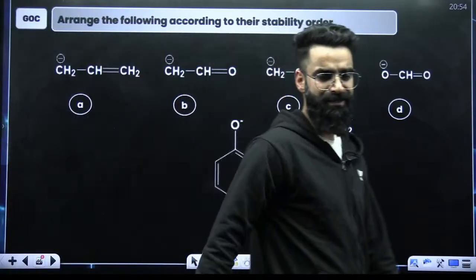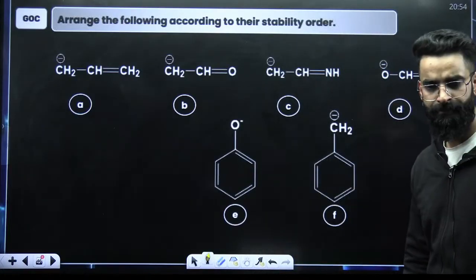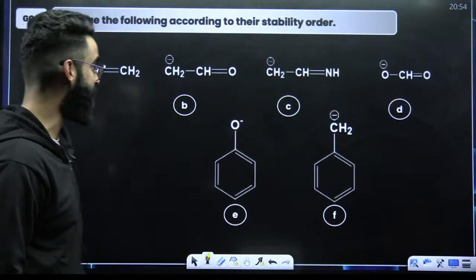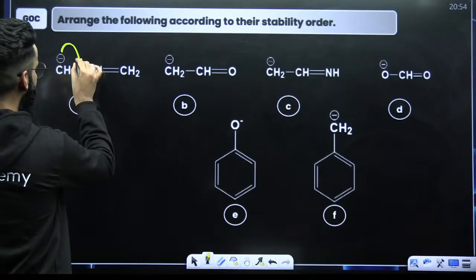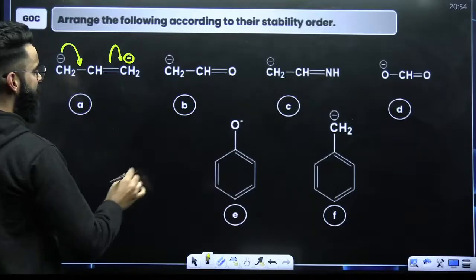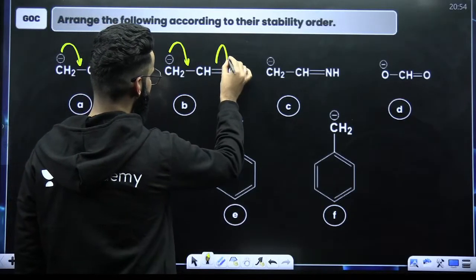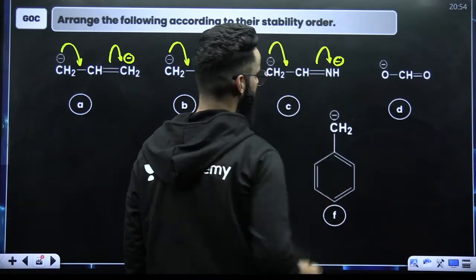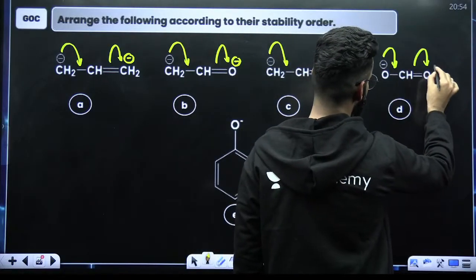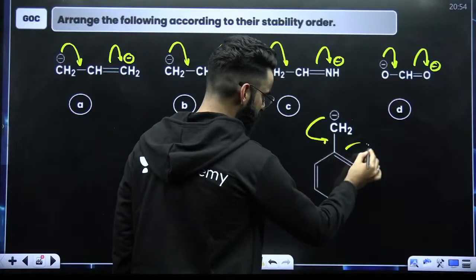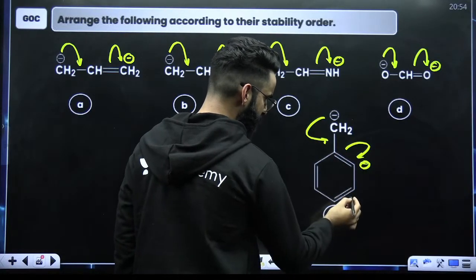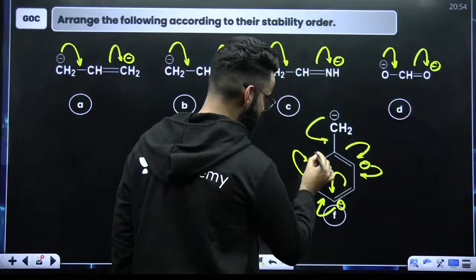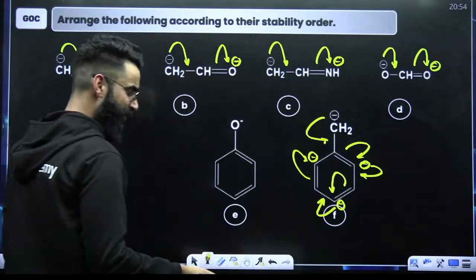Okay, arrange these molecules as per their stability. If you look at all of them carefully, let me show you one by one. This negative can come here, this pi bond can shift here, and negative can finally reach this carbon. Similarly, this can come here, and this pi can shift here, so negative can come on oxygen as well, right? This can come here, this pi bond can shift here, so negative can come on this particular nitrogen. Shift this pi bond as well. Perfect. Now this negative comes here, this pi bond shifts here. This is negative. Now this negative comes here, this pi bond shifts here. This is negative. Perfect.